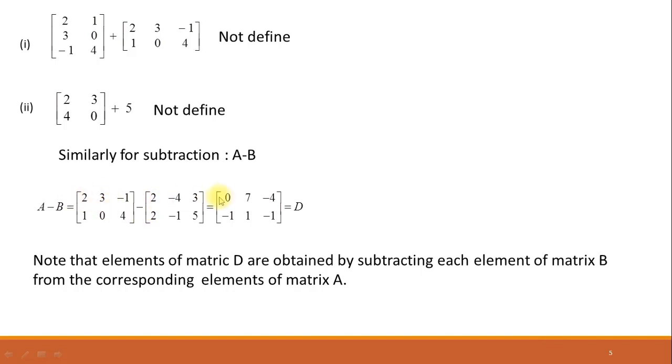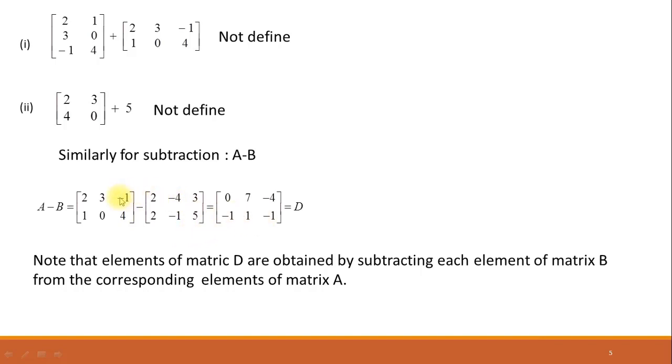2 minus 2 is equal to 0. 3 minus minus 4 is equal to 7. 1 minus 3 is equal to minus 4. 1 minus 2 is equal to minus 1. 0 minus minus 1 is equal to 1. 4 minus 5 is equal to minus 1.